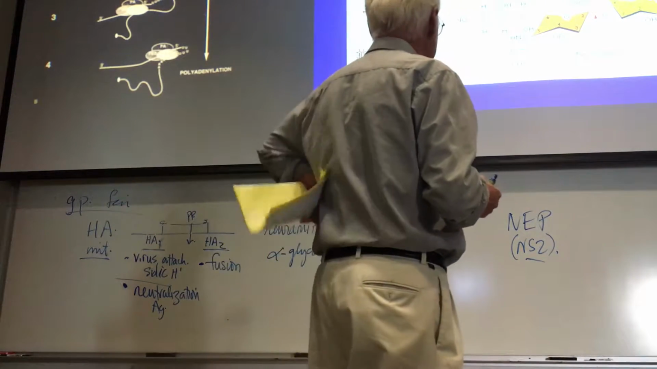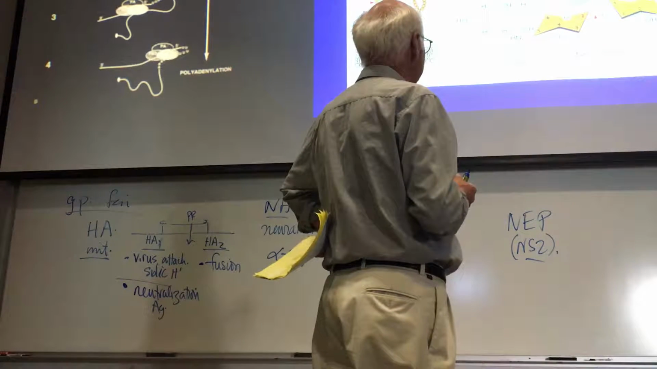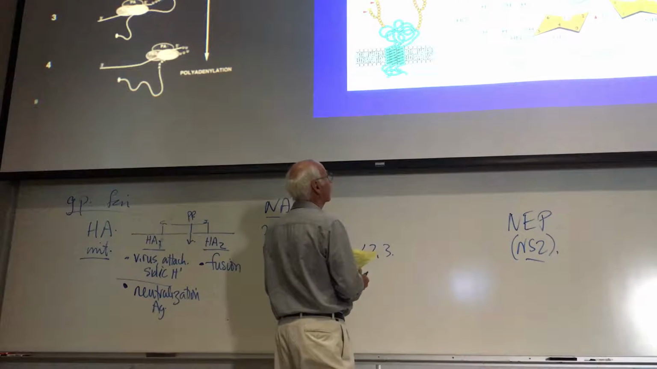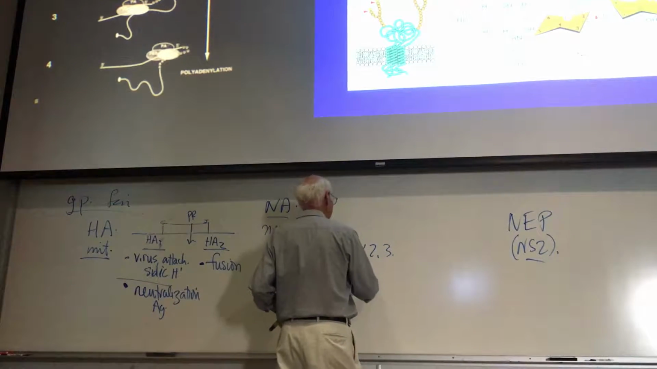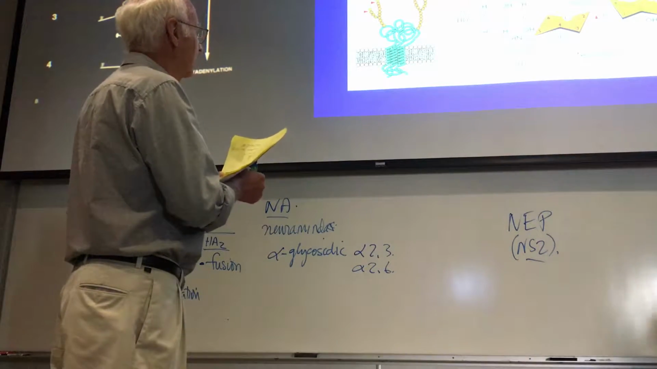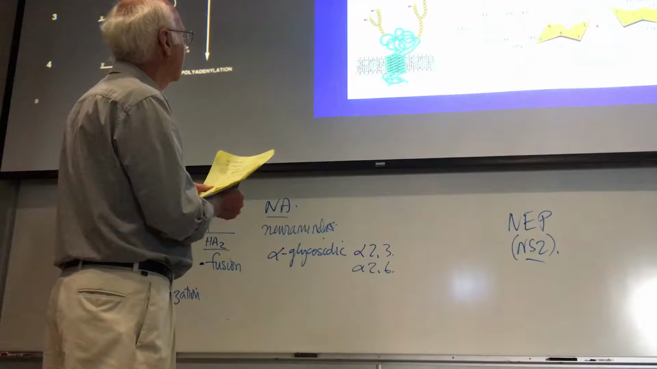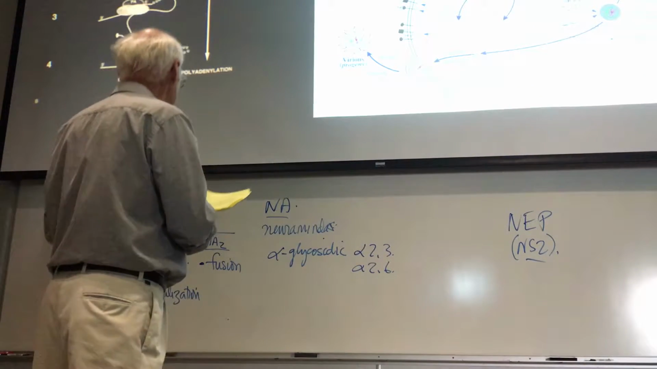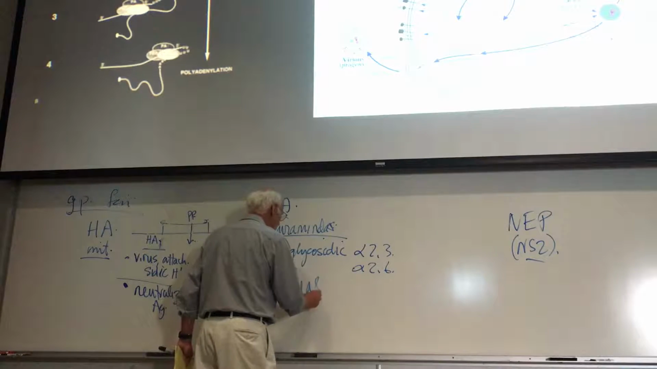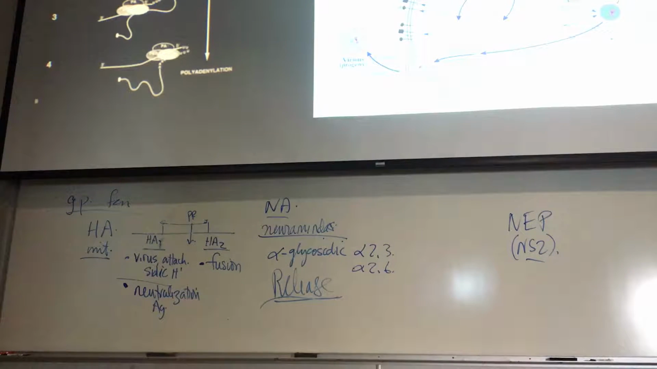linked to galactose, and that linkage can be either from the 2 to the 3 position, that's called alpha 2,3, or the 2 to the 6 position. It's that glycosidic linkage that's cleaved by the neuraminidase. And this turns out to be important in release of the virus. So the cleavage of that glycosidic linkage has a role in enhancing release of the particles as they're budding from the cell.